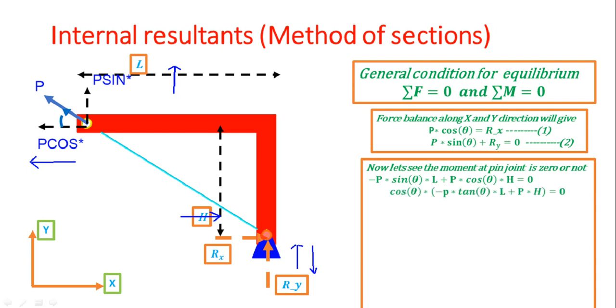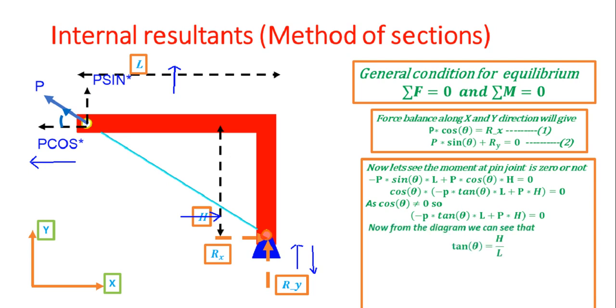Okay, so taking cos theta common, what you will get is minus P tan theta into L plus P into H is equal to 0. Now you know from trigonometry that cos theta can't be equal to 0. So our inner bracket will be equal to 0. Now from the diagram, tan theta is equal to H by L. Substituting this value and solving, what you will get is 0 is equal to 0.